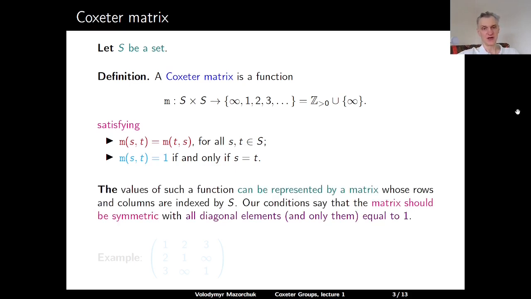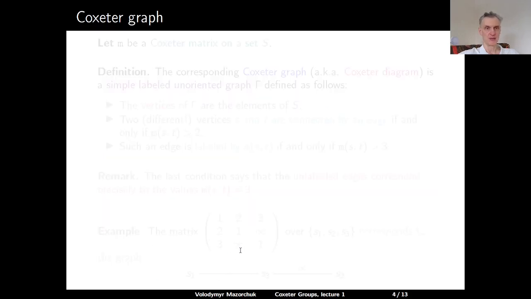So the values of such a function can be represented by a matrix whose rows and columns are indexed by S. And our two conditions say that the matrix should be symmetric and that the diagonal elements should be equal to 1, and only the diagonal elements should be equal to 1. Here is an example of a Coxeter matrix on a 3-element set, and that's the matrix 1, 2, 3; 2, 1, infinity; 3, infinity, 1. So it is symmetric. The diagonal consists of 1s, and the off-diagonal consists of elements which are different from 1.